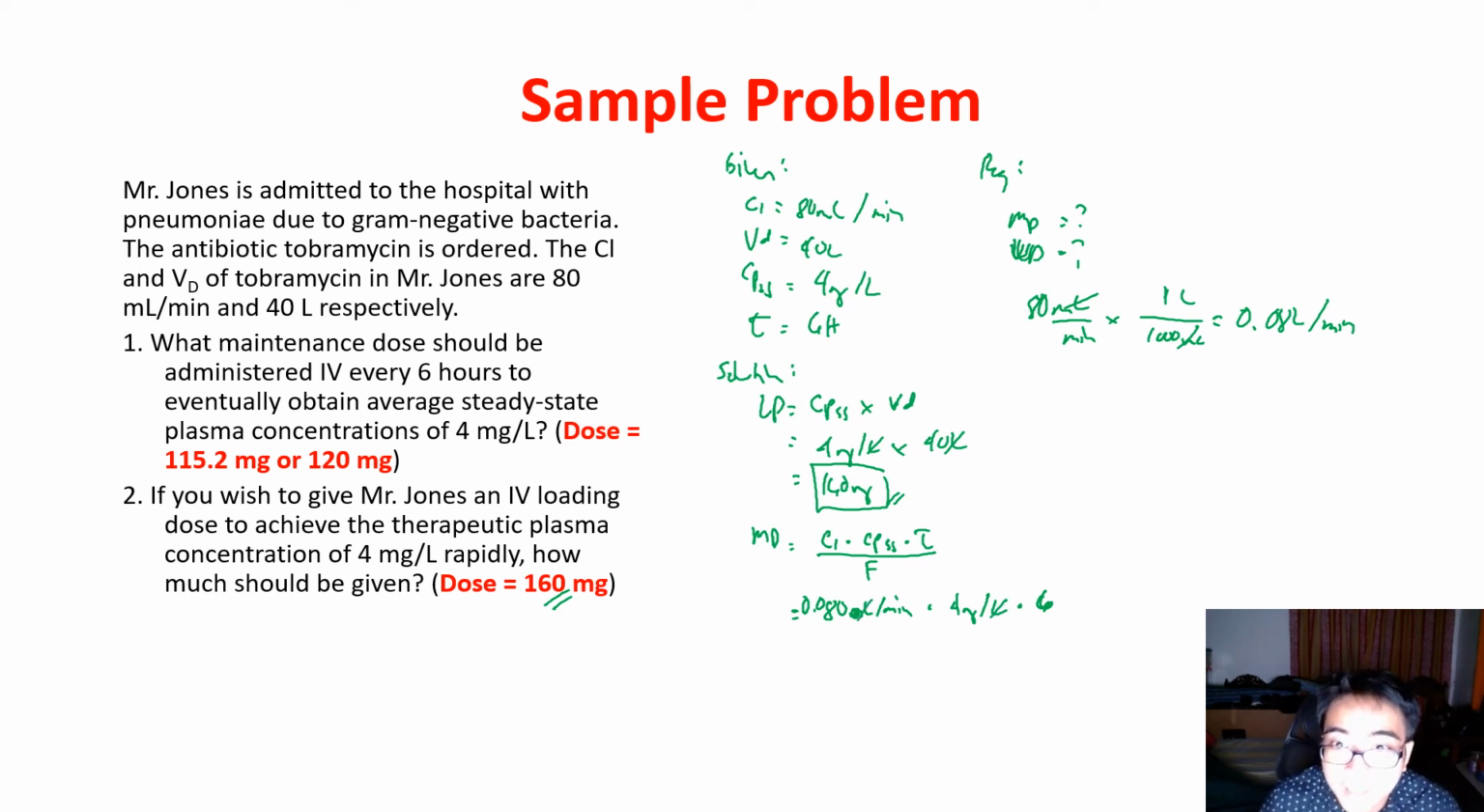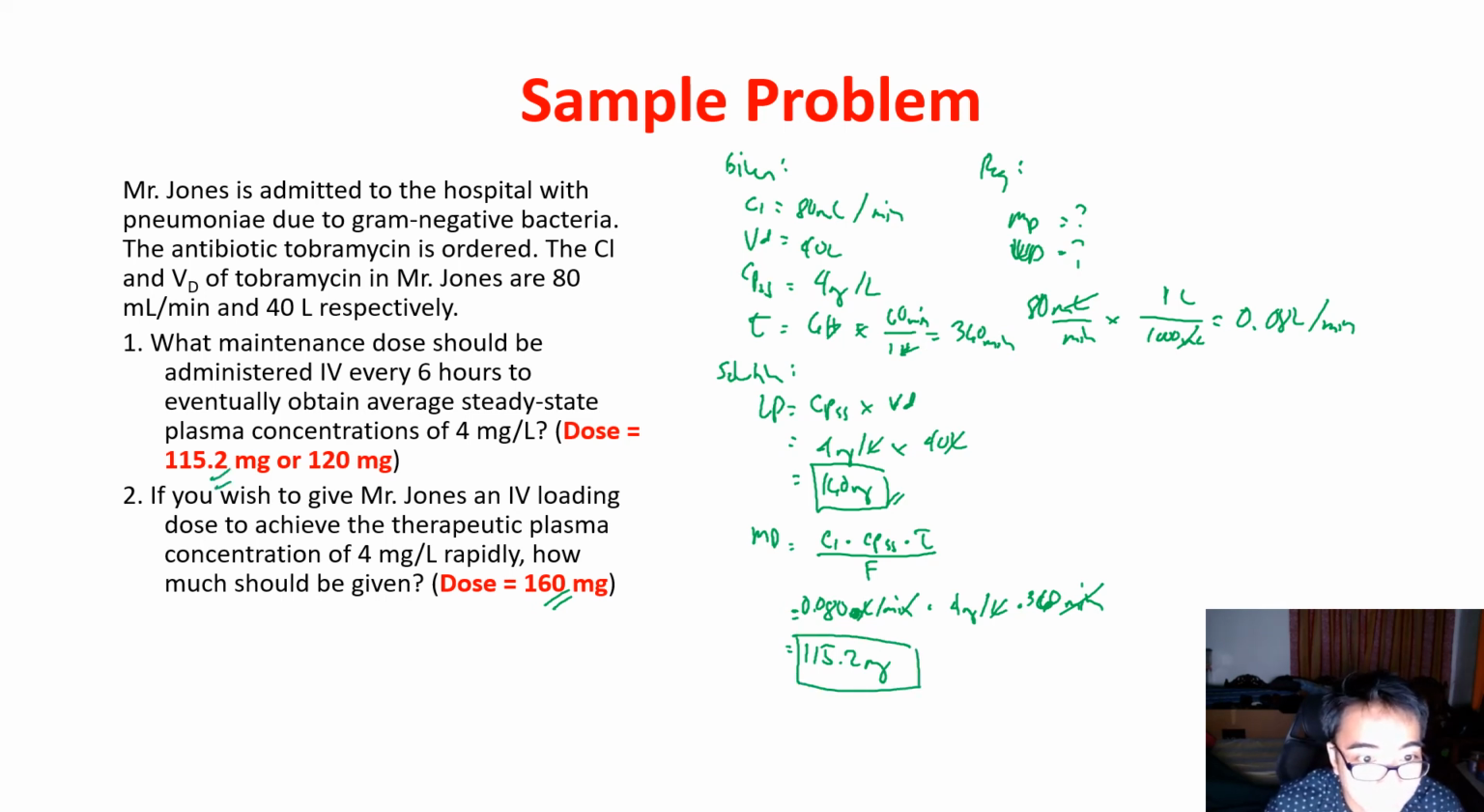Oh, ito pa pala. Ang hours ko, I need to convert this into minutes. Madali lang naman to. 1 hour equals 60 minutes. Cancel. 6 times 60, that's 360. So times 360 minutes equals 360 times 4 times 0.08. We get 115.2 milligrams. So we got it here.